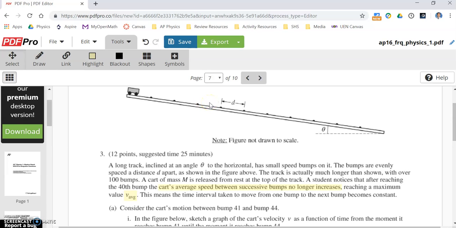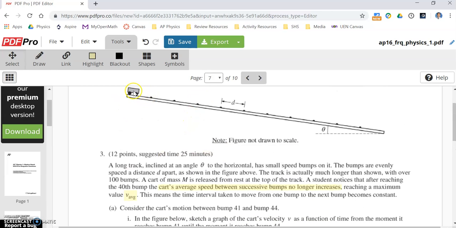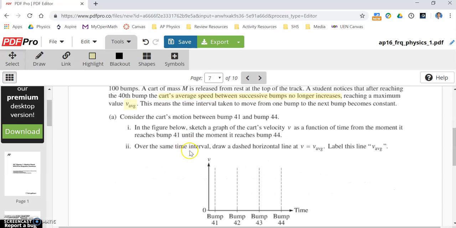Now, when I first read this, I was confused and thinking it was going at constant speed the whole time. But as we know, if something's going down a hill, it's going to be speeding up. But what we're saying is, even though it's speeding up, it slows down every time it hits a speed bump, and so that all evens out.